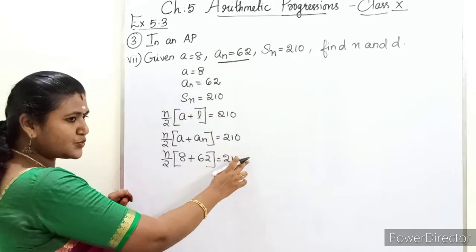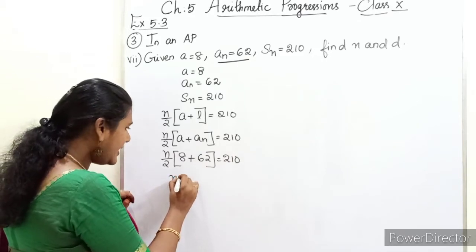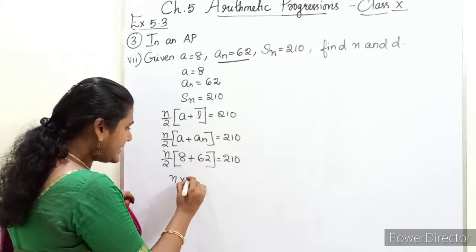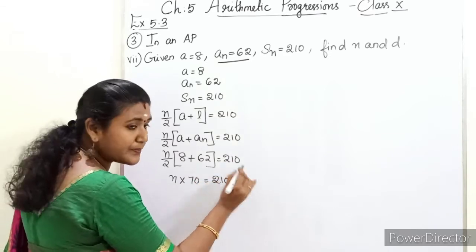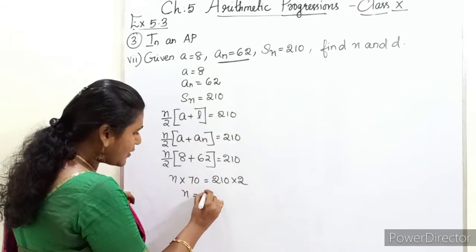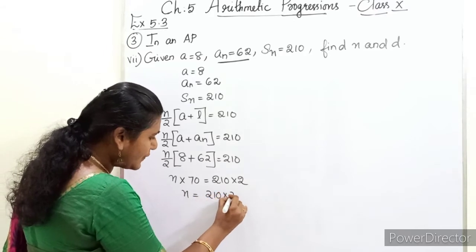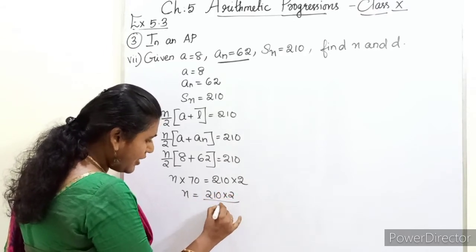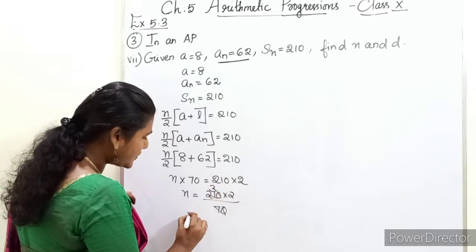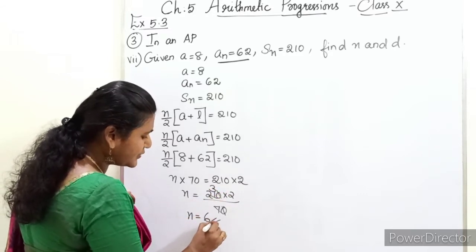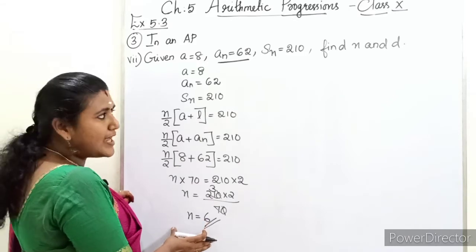Now we will take this 2 to this side. So n into 62 plus 8, which is 70, is equal to 210 into 2. Now the n value is equal to 210 into 2 divided by 70. When you do the division, with cancellation, 3 into 2, the value of n is equal to 6. So we got the n value 6.